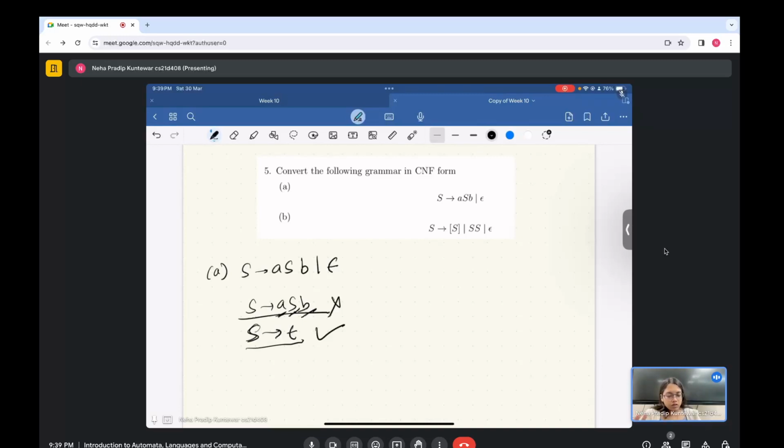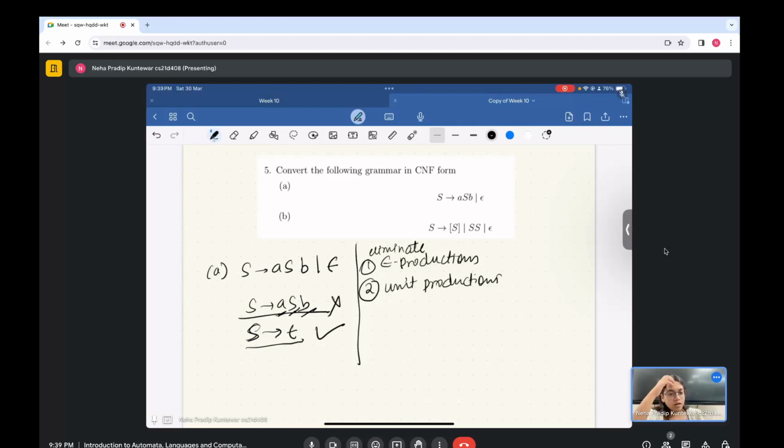Okay, so I would just like to make one remark to connect to the things that we did earlier. In the last week we saw how to eliminate epsilon productions, that is one thing we saw. And we also saw elimination of unit productions. So basically, if you are given a grammar G, you can always convert it into a CNF form G prime, such that the language of G is equal to the language of G prime. So this is possible.